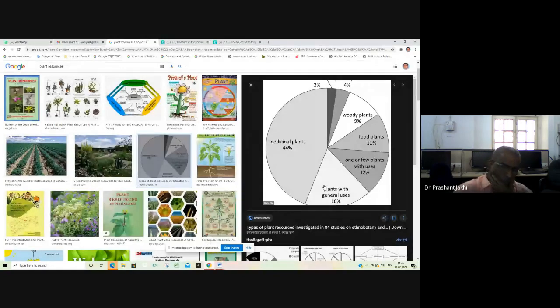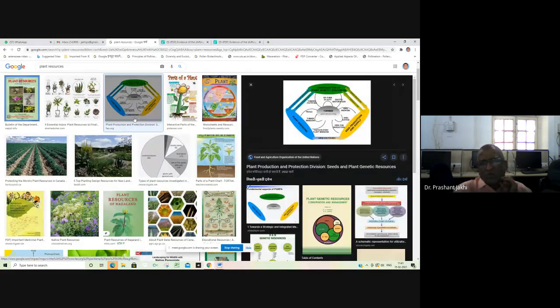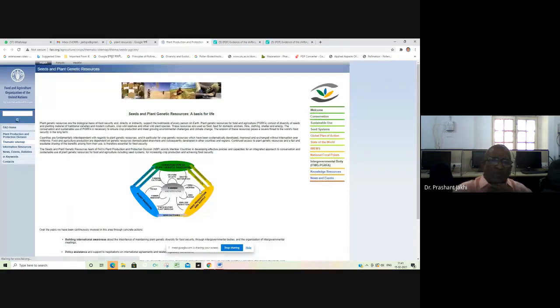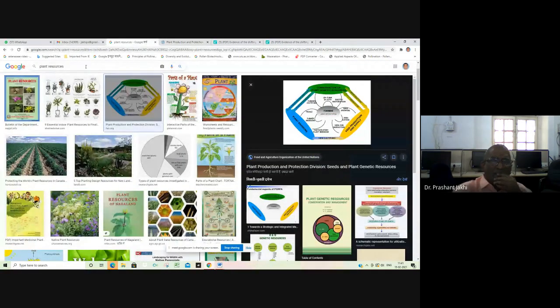So by observing this pie chart you can say that about 50% of the uses of plants are related to medicine, about 18% are general uses, and 11% are related to food. So this indicates that plants have an immense role in our life. These are the different resources which we are going to use. So we can have a list of a variety of different resources. Just have a list.